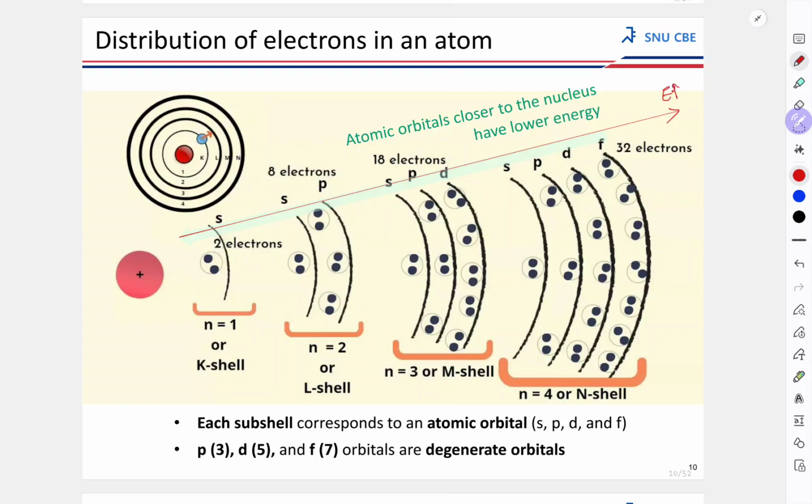And each subshell corresponds to atomic orbitals. Within the K shell, you have one s orbital, the subshell, in other words. For the second shell, you have s and p orbitals. These are subshells or atomic orbitals. For the M shell, you have s, p, and d subshells. In other words, the atomic orbitals.